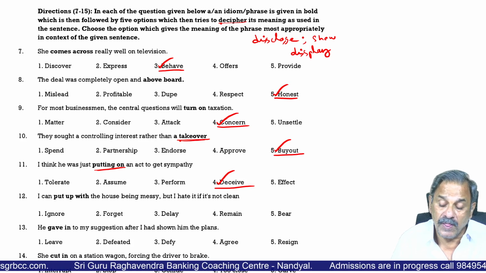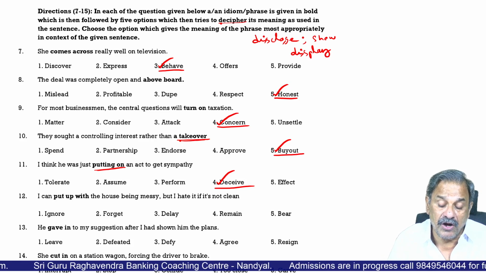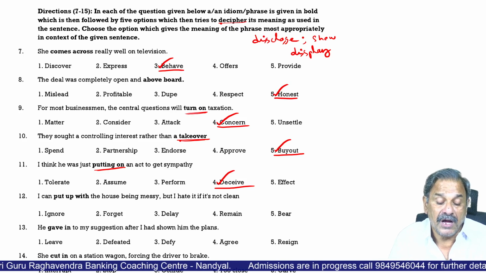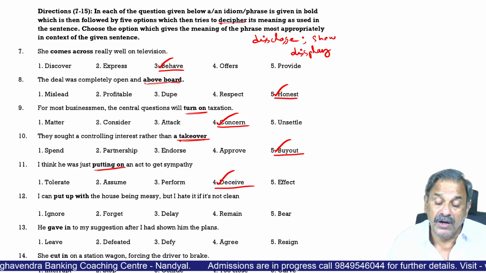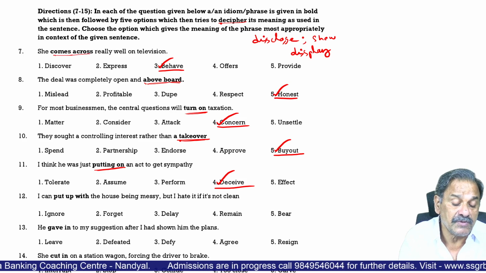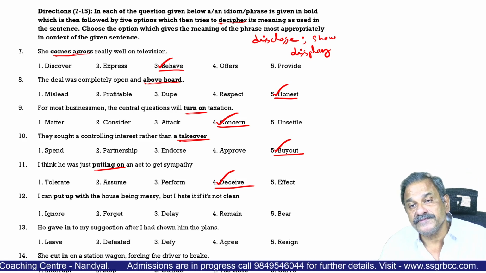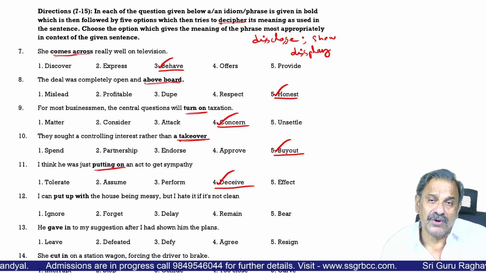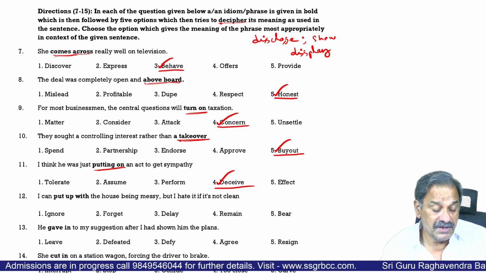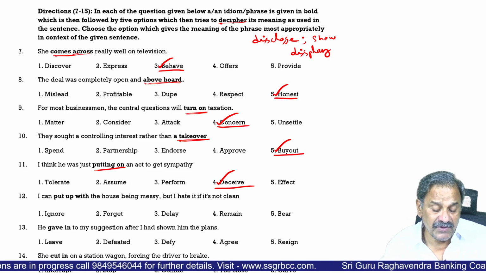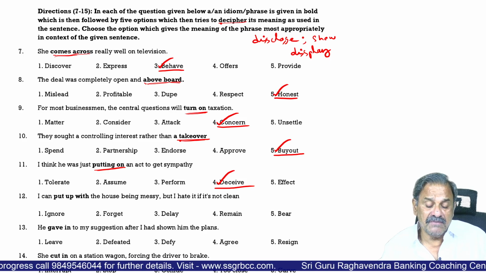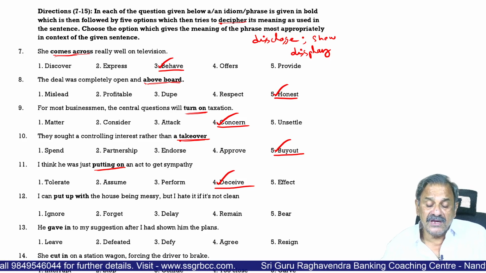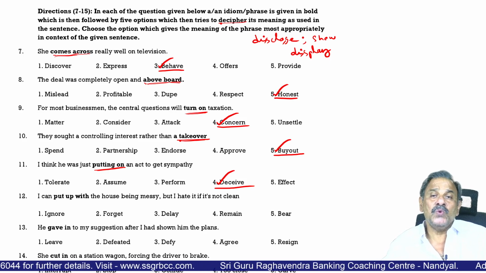Take over means buyout. Turn on means concern. Above board means honest. Comes across means behave. And as per the tone, if you are not in a position to understand the tone, what you have to do? You have to skip. See, I can put up with the house being messy, but I hate it if it is not clean.